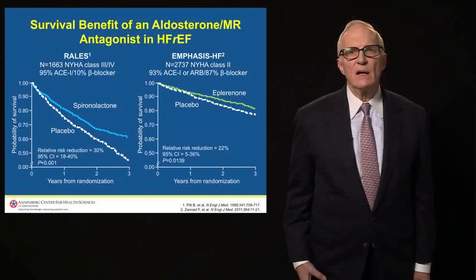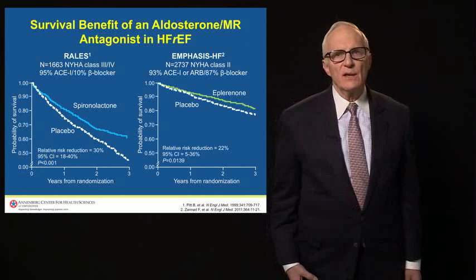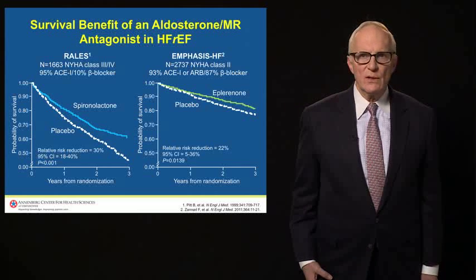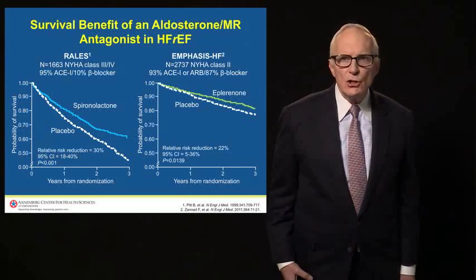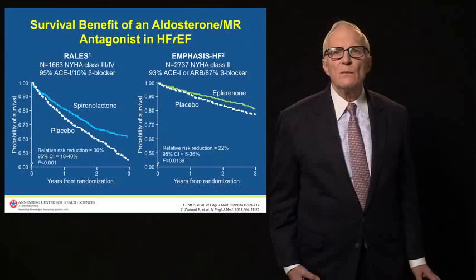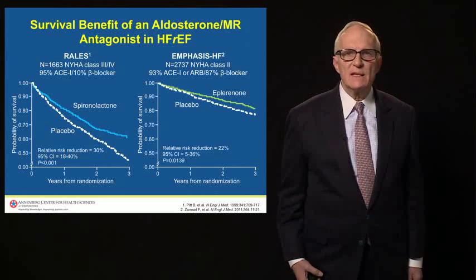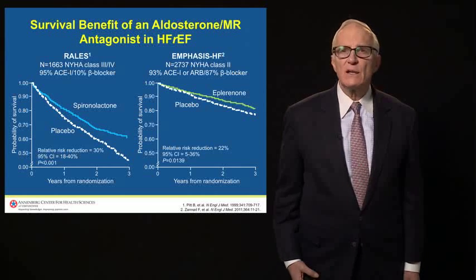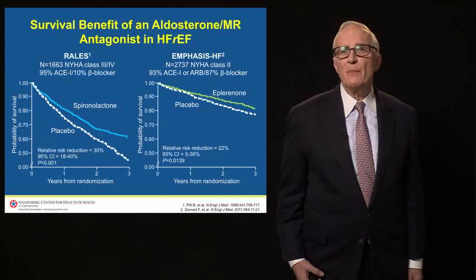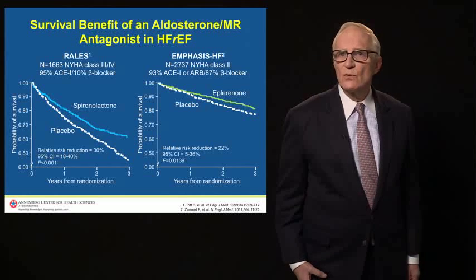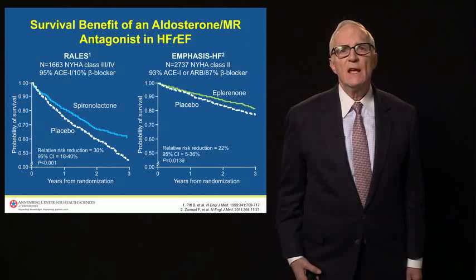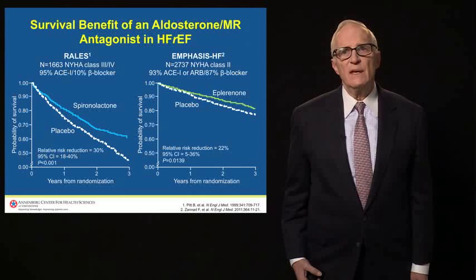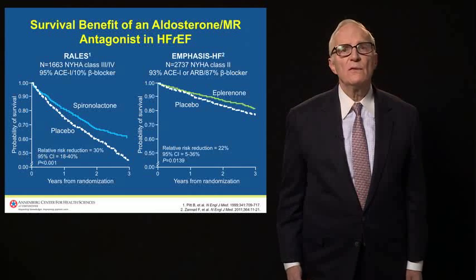EMPHASIS was a later trial using eplerenone, another MRA, and it included a large number of patients who were in functional class 2. Those patients predominantly were receiving ACE inhibitors or ARBs, and also predominantly were receiving beta blockers, which by that time had become apparently very useful for patients with HFrEF, and I'll talk about that in a few minutes. That study, too, showed a statistically significant benefit of the MRA versus placebo for patients with HFrEF.